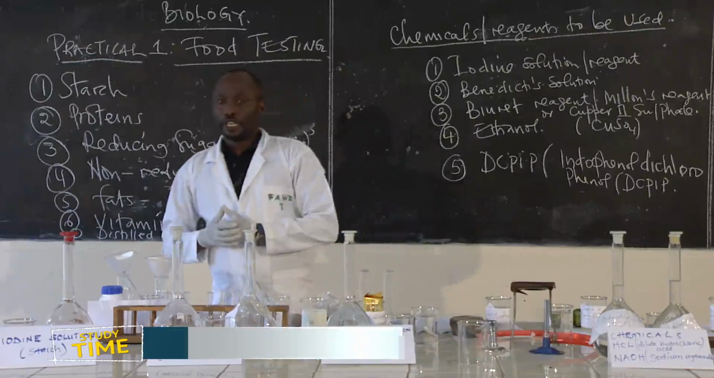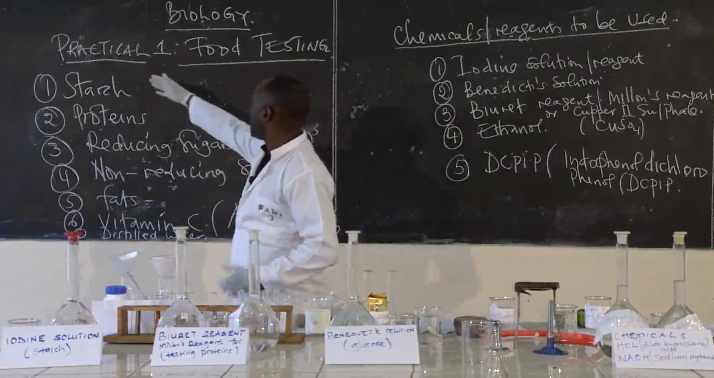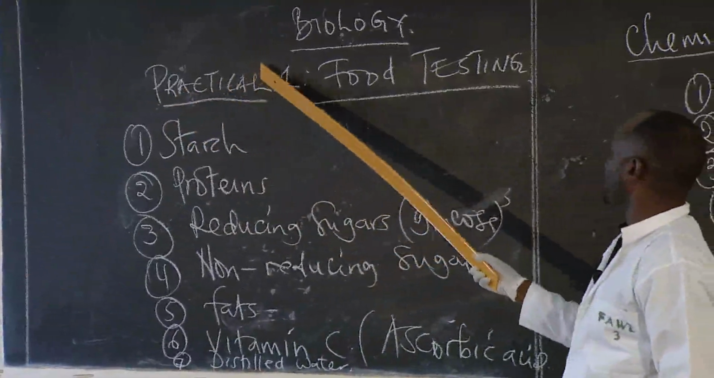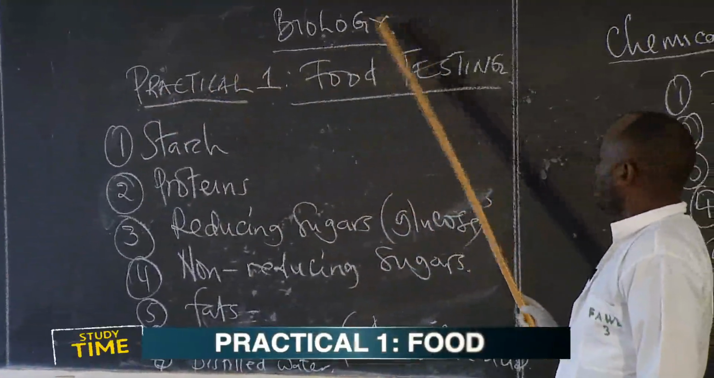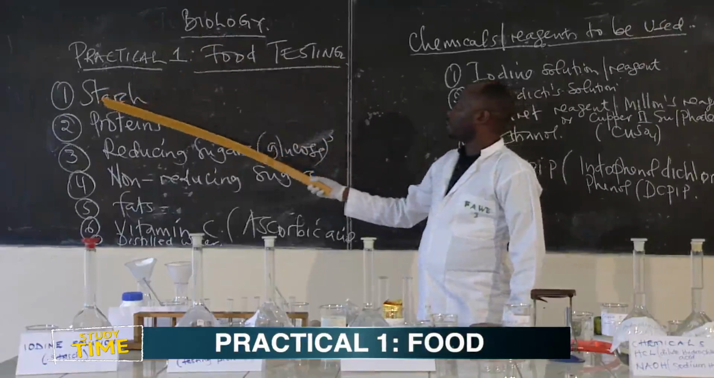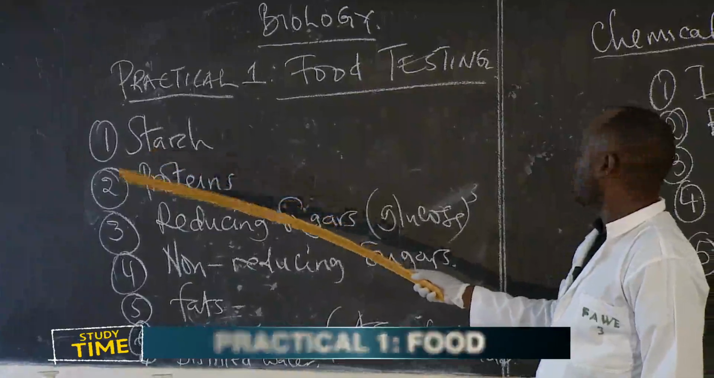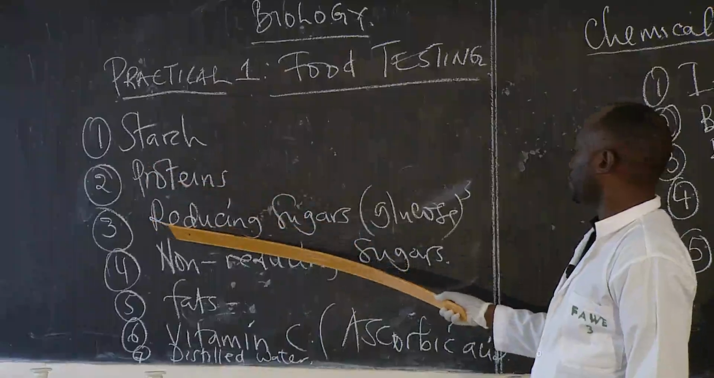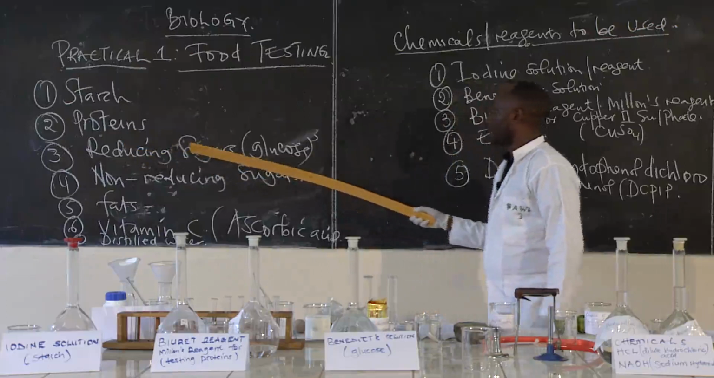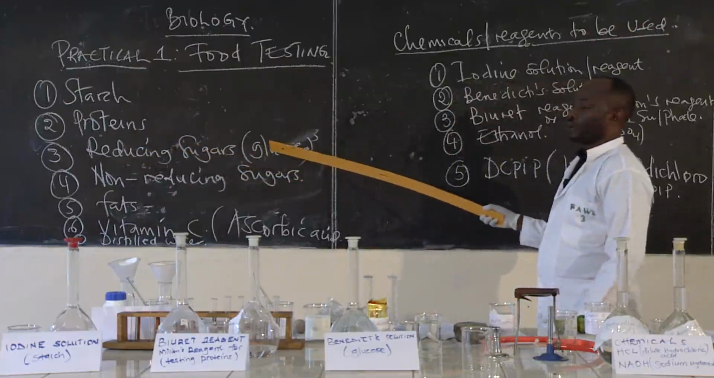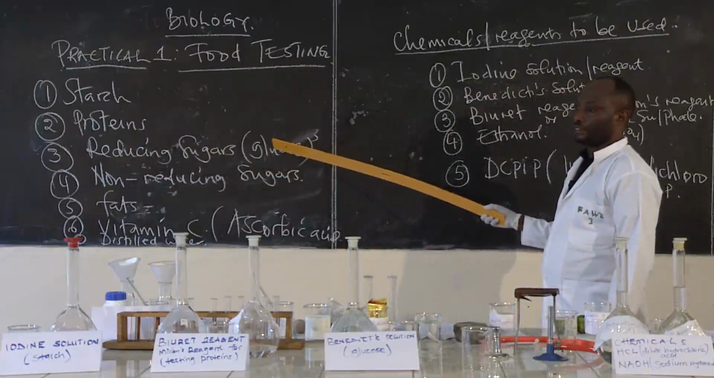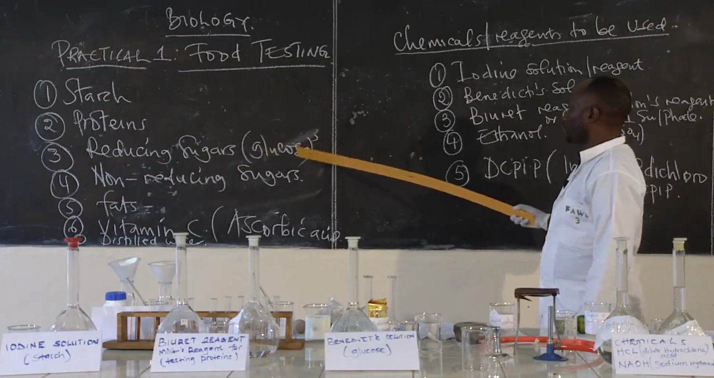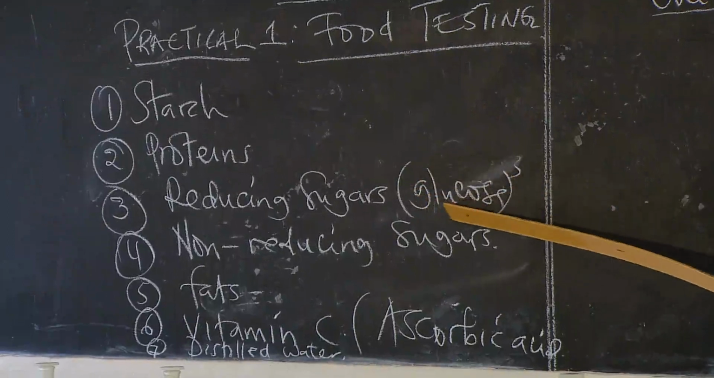So students, today the biology we're going to be studying is a practical, number one, which is called food testing. Today, we're going to be discussing testing for starch, testing for proteins, and reducing sugars. Examples are glucose, galactose, and fructose. We're going to use glucose as an example of reducing sugars.